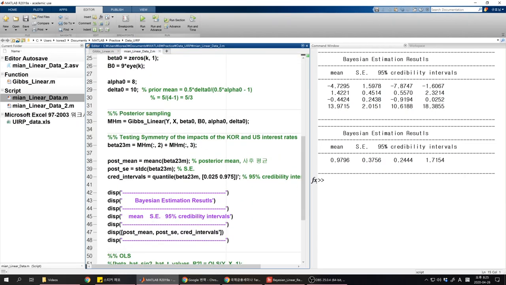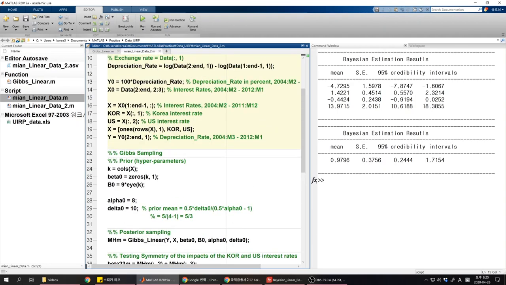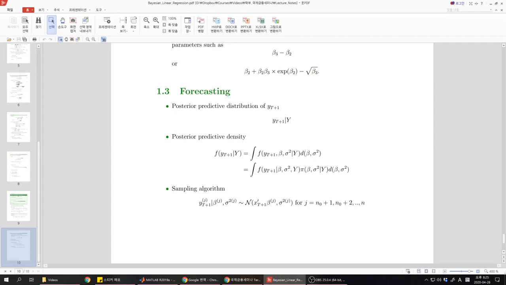Okay, so then for forecasting, what do we have to specify here? We have to generate y capital plus 1 from this distribution, right? Do we have samples for beta and sigma squares? Yes, we have samples for beta and sigma squares, right? What about x capital plus 1? We have not defined x capital plus 1.